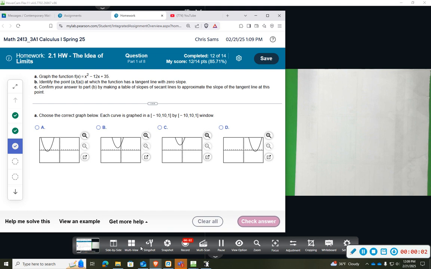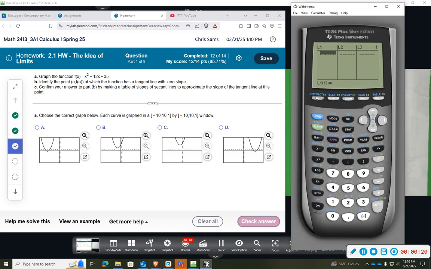All right, question number 12. We have three parts. It says we're going to graph the function. We're going to identify the point A, f of A, where the function has a tangent line of 0. And then we're going to confirm it by making a table. So we're going to do this problem in its entirety with our graphing calculator.